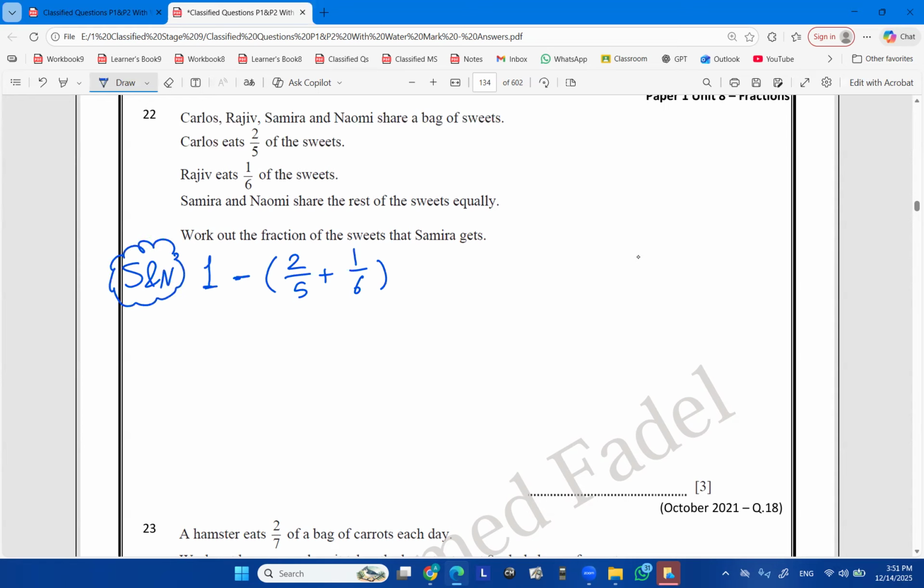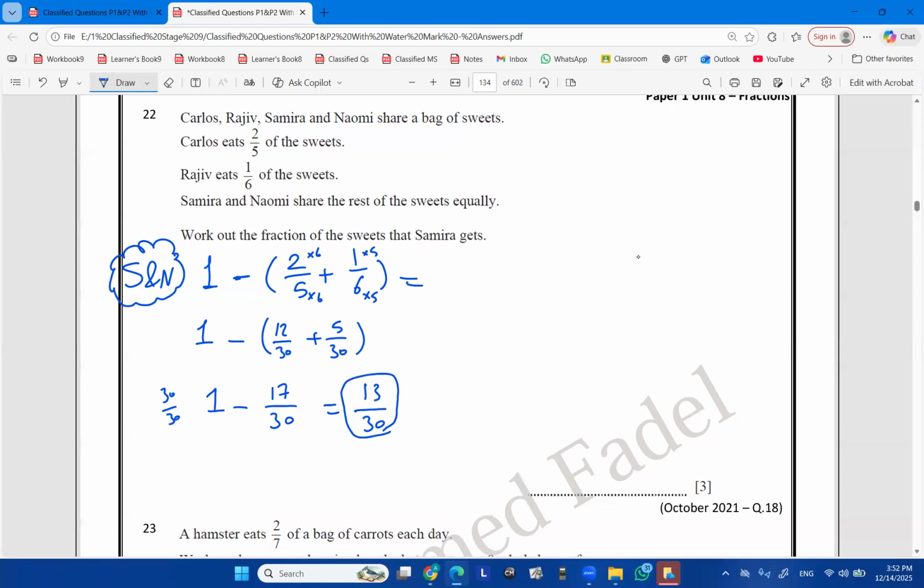All right, let's do it. 1, take away from it, make the denominators the same. So multiply this by 6, and up by 6, here by 5, and up by 5. So it is going to become 12 over 30 plus 5 over 30. So it is 1 minus 12 and 5, which is 17 over 30, which is going to give me the rest. 1 whole minus 17 over 30, as if you're saying 30 over 30 minus 17 over 30, which is going to become 13 over 30.